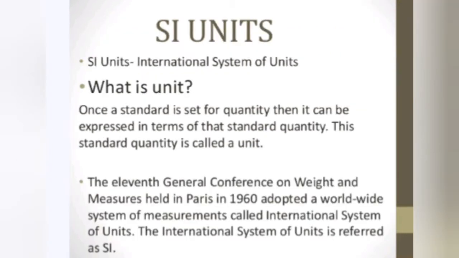SI units. International System of Units. What is a unit? Once a standard is set for a quantity, then it can be expressed in terms of that standard quantity. This standard quantity is called a unit. The 11th General Conference on Weights and Measures held in Paris in 1960 adopted a worldwide system of measurements called the International System of Units. The International System of Units is referred to as SI.